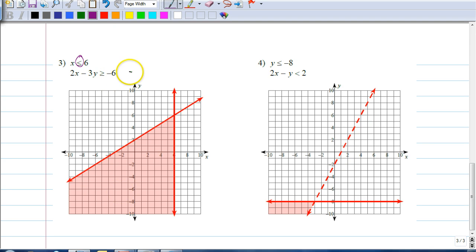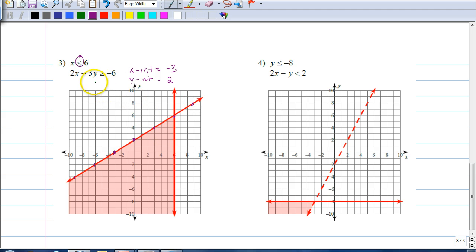This other one would have had an x-intercept of -3, which is here. It would have had a y-intercept of -6 divided by -3, which would be +2. Here you have a slope of 2/3, up 2 over 3, up 2 over 3, up 2 over 3, and so on. And again, we would have used a solid line, as you can see that they did.